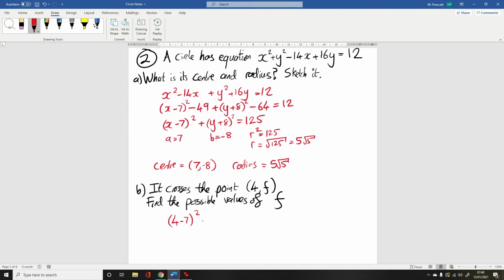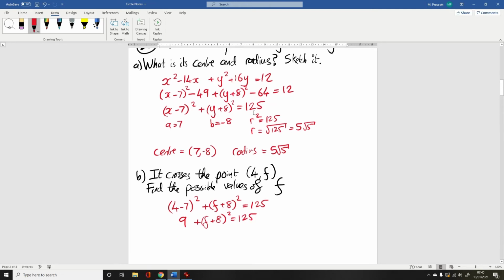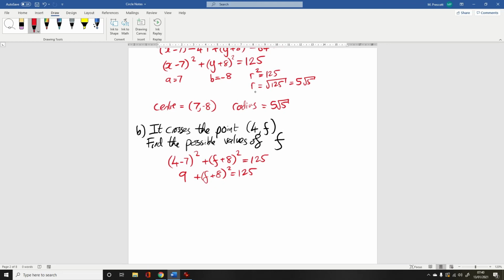plus (y + 8) squared, so (f + 8) squared is 125. Then we can expand this, so that's minus 3, and if we square it we get 9. And again we're going to do the smart thing and not expand this just yet. That's 125, and we can subtract that, can't we? We can say (f + 8) squared is 116.